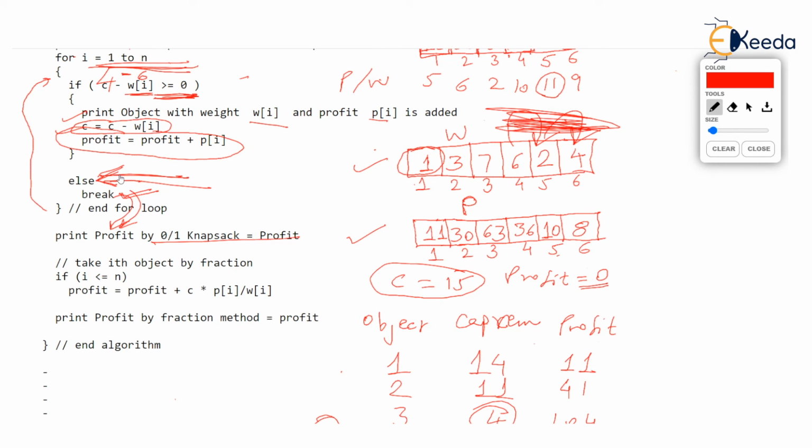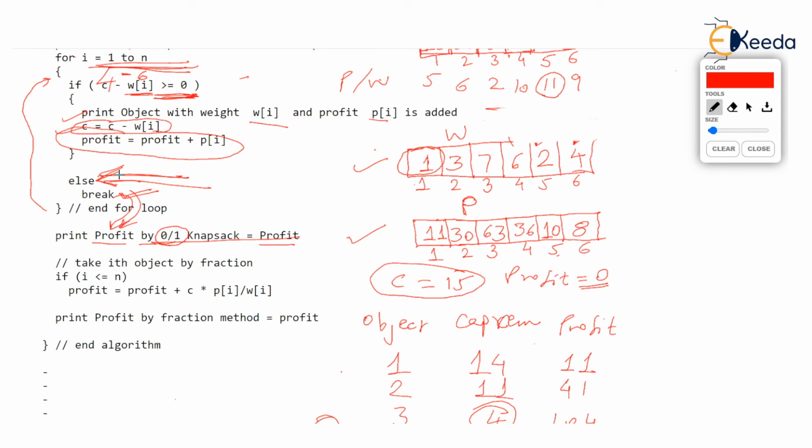Well, if we wanted to do this, why would we sort the objects in the first place? So that's the greedy algorithm. If you are not able to add the ith object, simply break the for loop and print the maximum profit. The profit by 0 1 knapsack is, the profit here is 104.